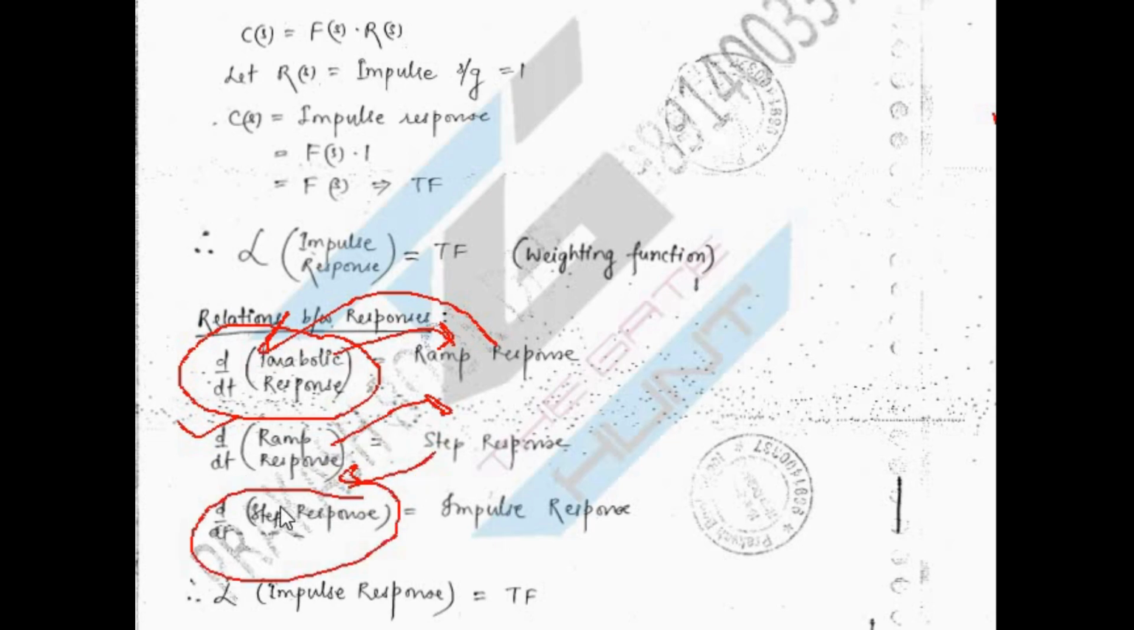In the next lecture we are going to see some important examples on this basic understanding or introduction part. Those examples are most important. I will take different examples from ESE or GATE like this.